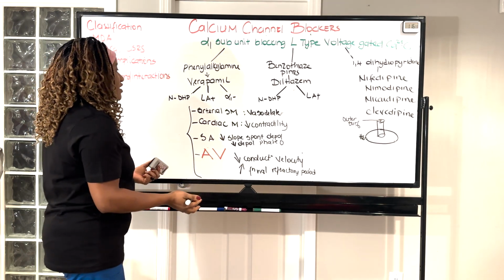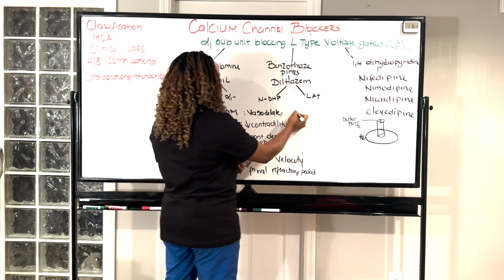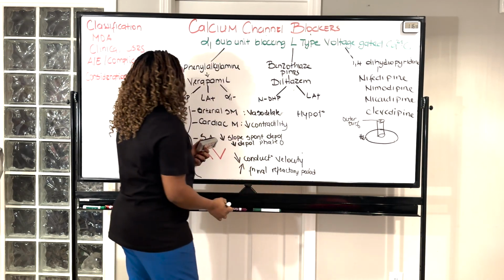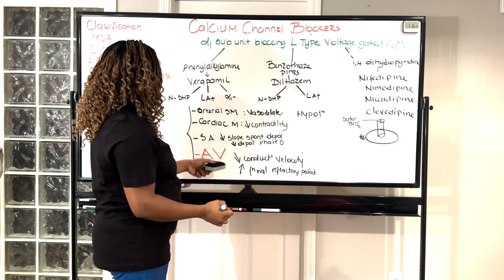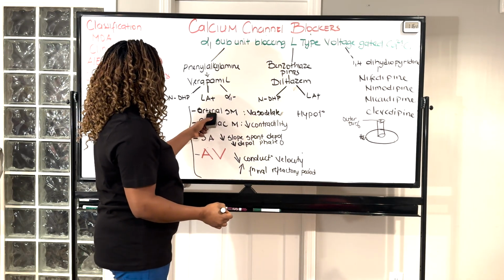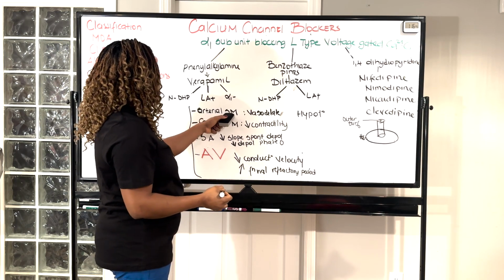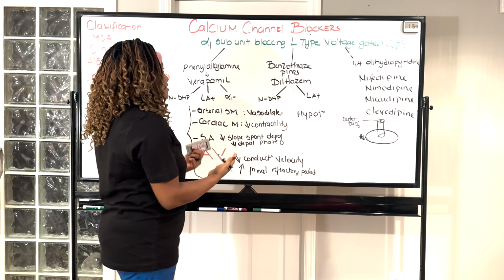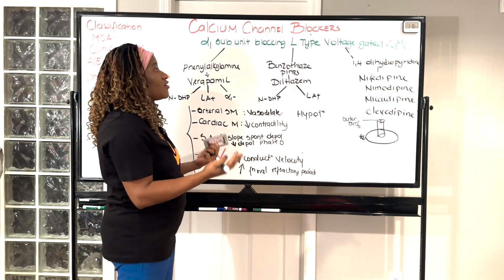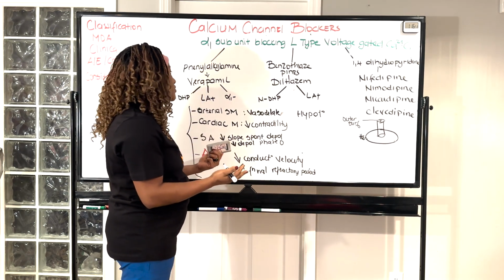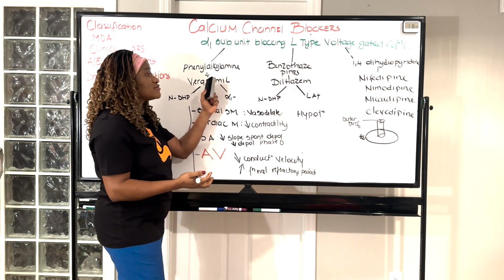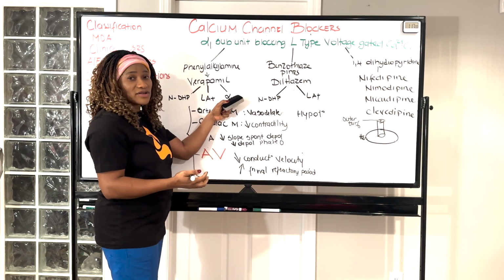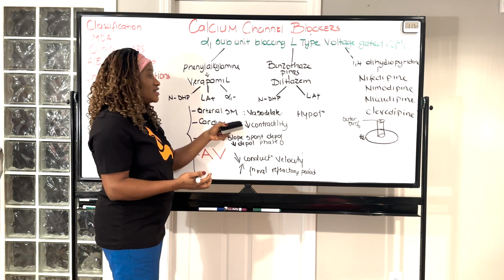The adverse effects: we're going to have hypotension. Remember, they act on the vessels to a lesser extent. They vasodilate, so they're going to give us hypotension, and all the side effects that are common with calcium channel blockers. But verapamil is going to give us more hypotension than diltiazem. Remember its alpha-1 negative property.